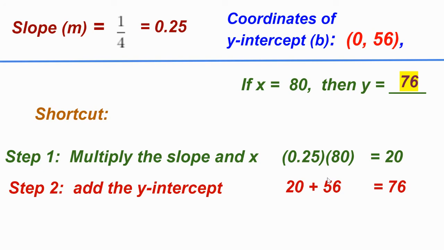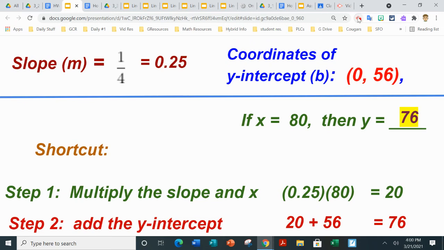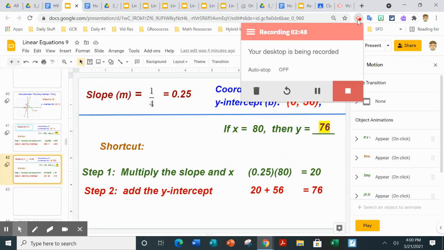That's it, people. Let's go practice this. It's really that simple. Use that shortcut. It works every single time once you find the slope and the y-intercept. All right? Whether it's a graph or a table, that's what you do.